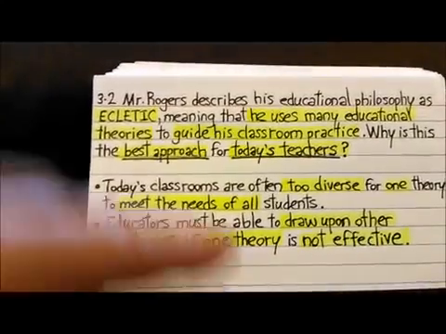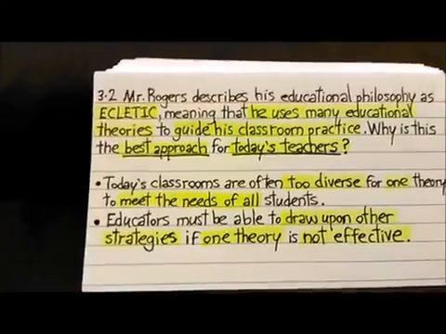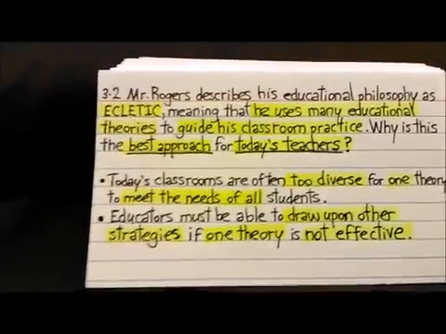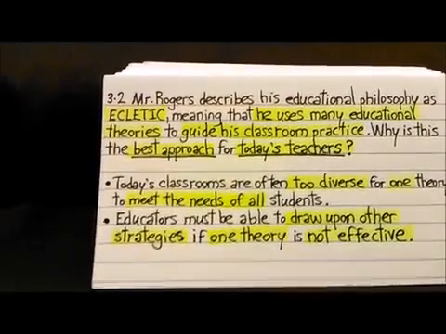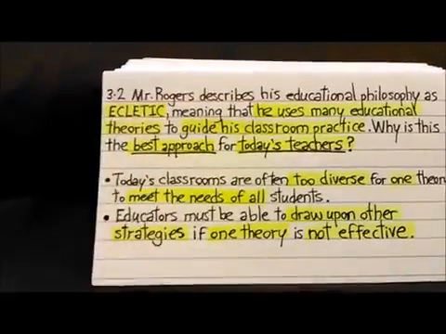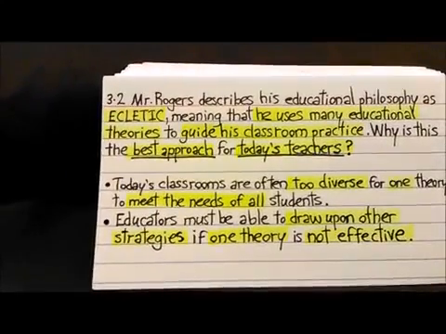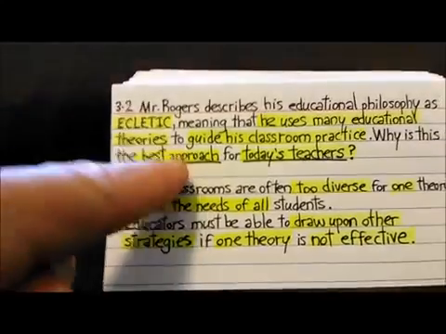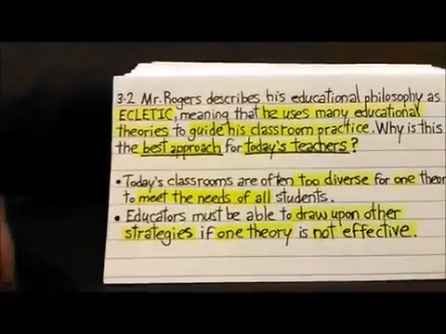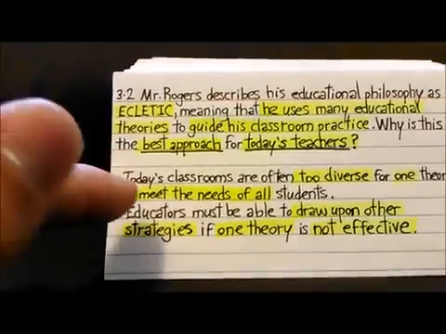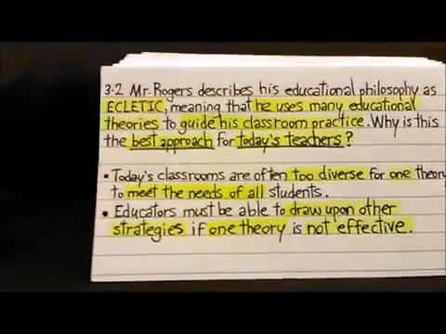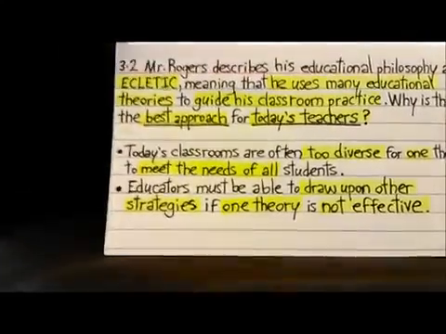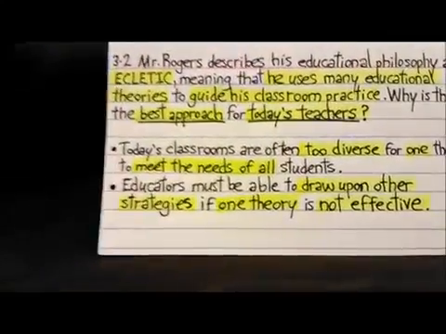So if one theory doesn't work, try another one. That's what it means by eclectic: using many educational theories to guide classroom practice. And that is the best approach. If something doesn't work, try something else, because today's classrooms are too diverse for one theory to meet the needs of all students, of course.